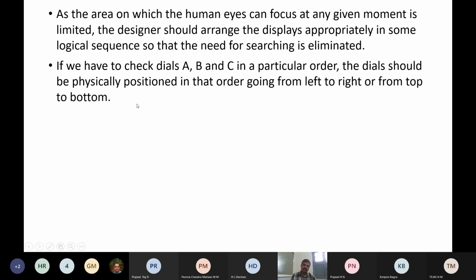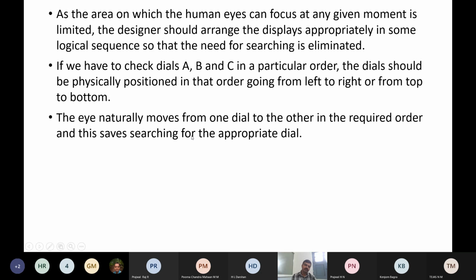If you have check dials A, B, and C in a particular order, the dials should be physically positioned in that order, going from left to right or from top to bottom, because these are the familiar ways in which we look into information. While reading we read from left to right. Again, while looking at any detail, if someone is standing in front of you, you look from top to bottom. That is our approach. That needs to be considered while designing displays also.